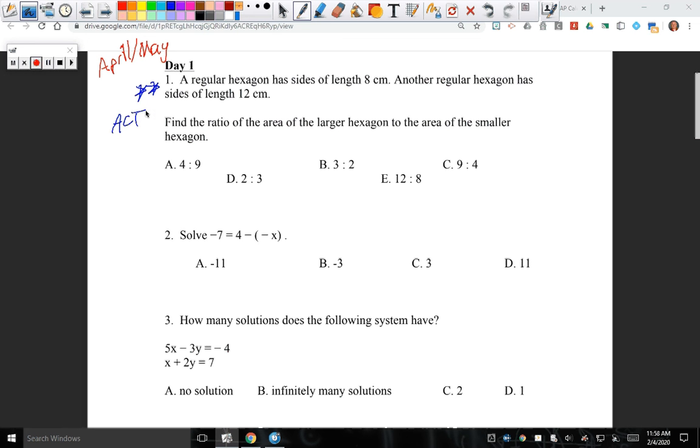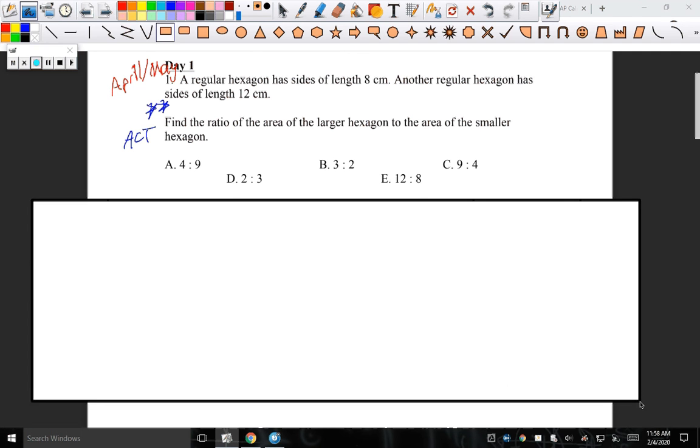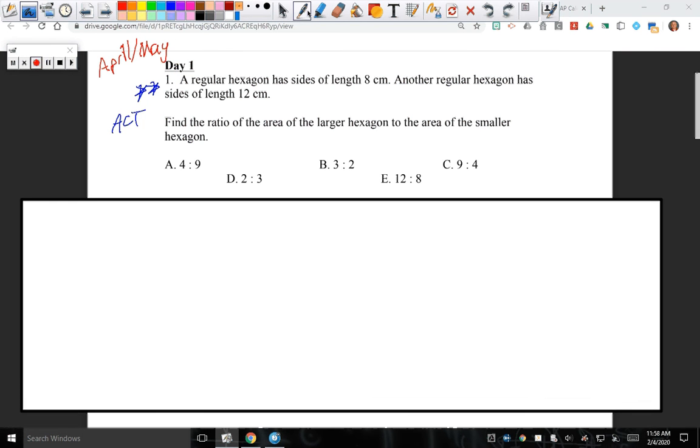Okay? So I have two regular hexagons, and just to remind you that regular means all the angles are the same and all the side lengths are the same. So a regular hexagon, something like this, all of these sides would be equal. Okay? All of these angles would be equal. To find the area, you could divide this out into many equilateral triangles and then multiply by 6. Or you could just do the fast way.